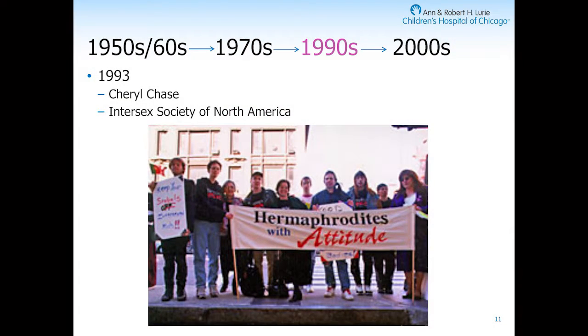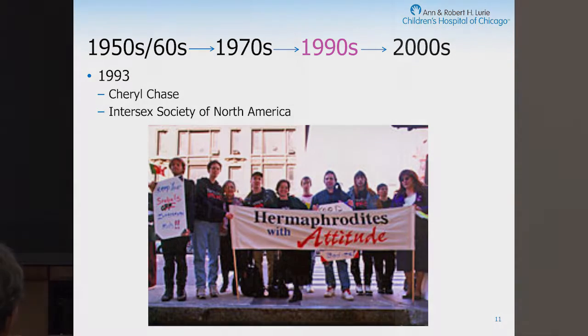But in the 1990s, the activism movement in this field began. And in 1993, an individual named Cheryl Chase, who was intersex, founded the Intersex Society of North America. And individuals who had been cared for in the manner that I just described came together and formed this group, otherwise known as ISNA. And they demonstrated, and they had, I think, a little bit of a sense of humor about some of it: hermaphrodites with attitude. But they were upset about the care that they had received, and for different reasons.